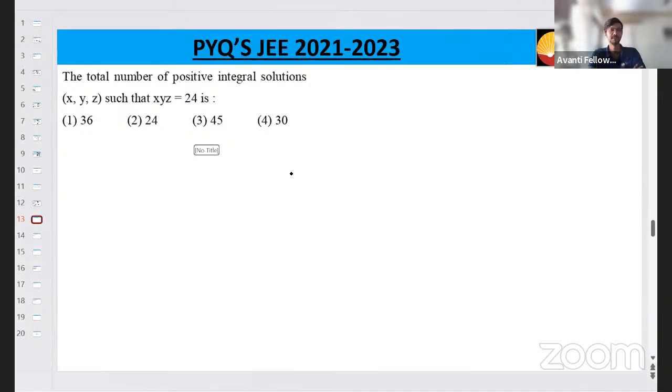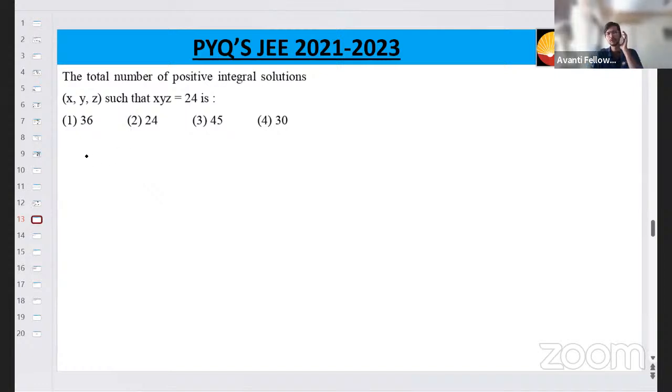The total number of positive integral solutions x, y, z such that x into y into z equals 24. Now, you must have done these types of questions, I think, right? But it was asked in JEE Mains. So let's see how to approach the question. You would say this is not a PNC question, but such questions are of permutation and combination only. You must have done some of them in your regular lectures also.